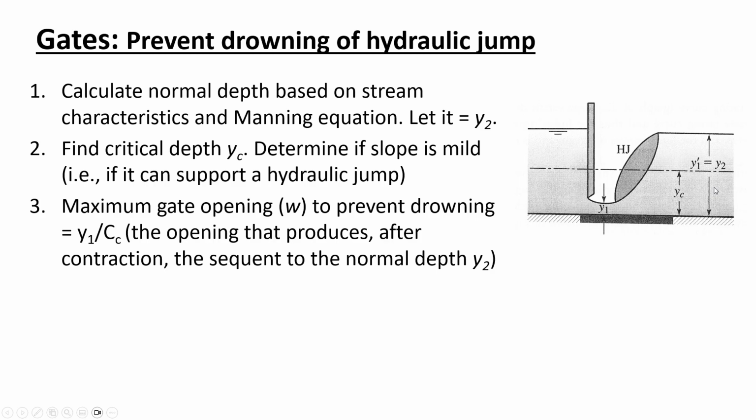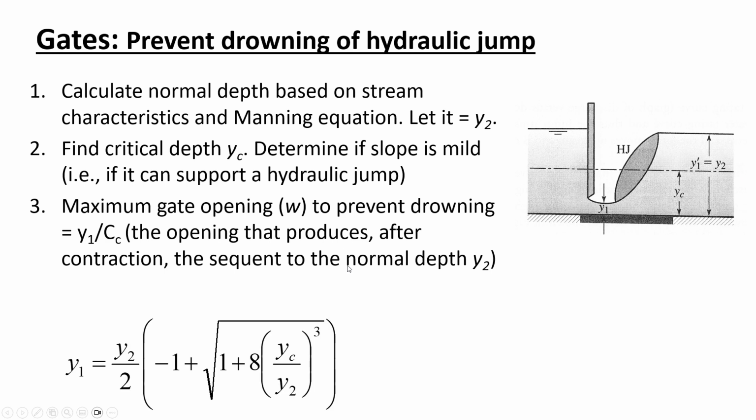subcritical flow. The maximum gate opening is going to be Y1 divided by the coefficient of contraction. So if you open the gate more than that, then instead of running away, the hydraulic jump is actually going to come towards the gate, and when it does, the tailwater is drowning the hydraulic jump.